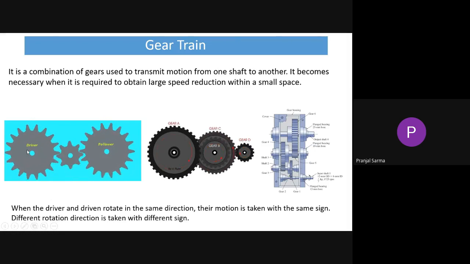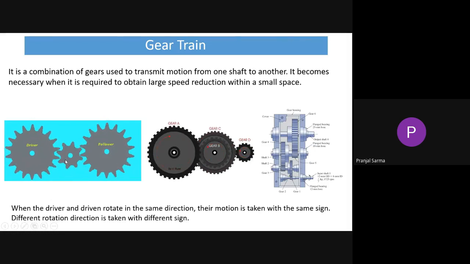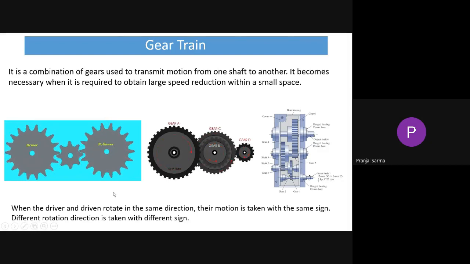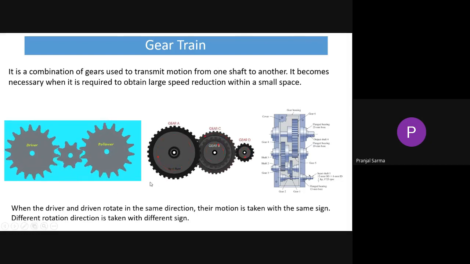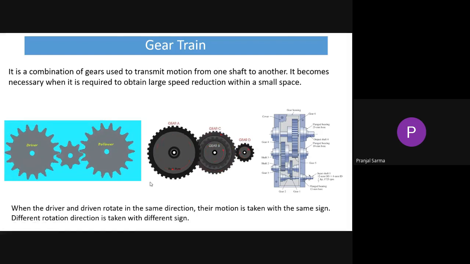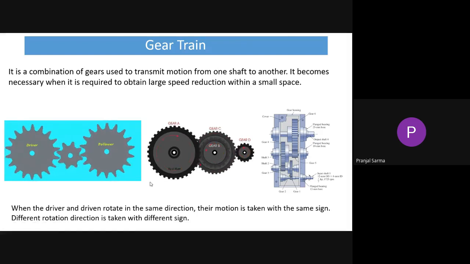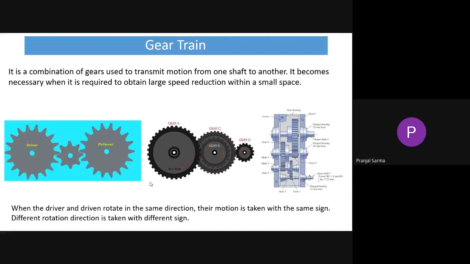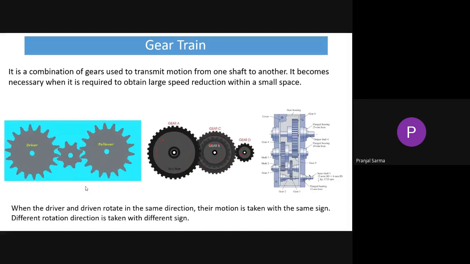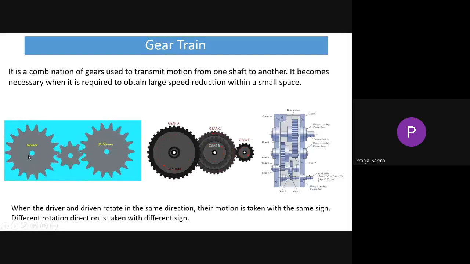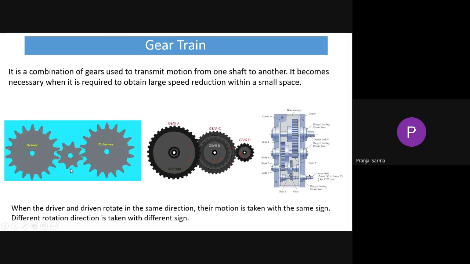And what is happening here? Are these external meshing or internal meshing? Can anyone tell me whether the gears are externally meshed or internally meshed? It's external meshing or internal? Yes, correct. These are external meshing. So in external meshing, what happens if the driver is rotating in the clockwise direction? In which direction will the driven rotate?